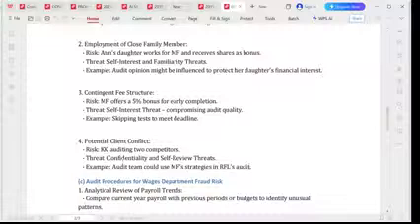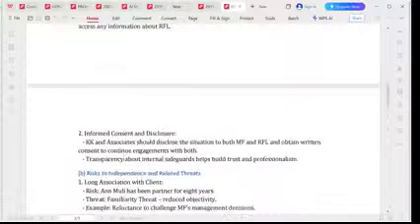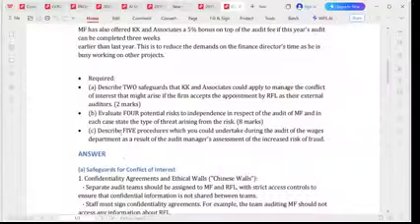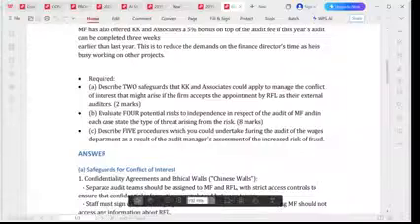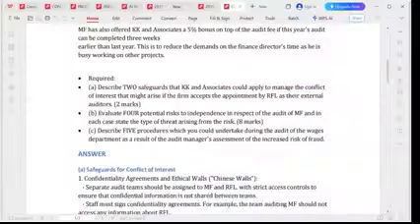Ladies and gentlemen, part C of this question, in the interest of time, they want me to describe 5 procedures which you could undertake during the audit of the wages department as a result of the audit manager's assessment of the increased risk of fraud. I will underline 5 procedures. So long as I remember these procedures in the context of DEEIOR, I will get all the marks.